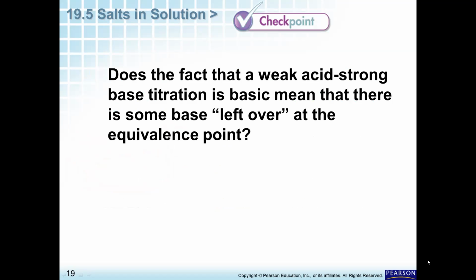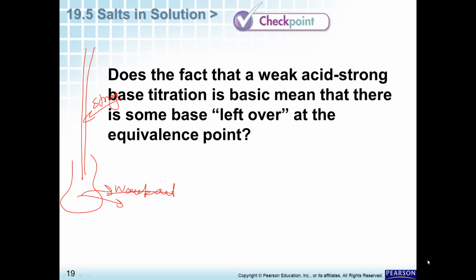Let me explain. I know that it is difficult. If we are doing a titration, we have here a flask with a weak acid, and we have here a strong base. Or let's put it the other way: let's make the base over here. So we have here a strong base, and we are titrating this with weak acid.